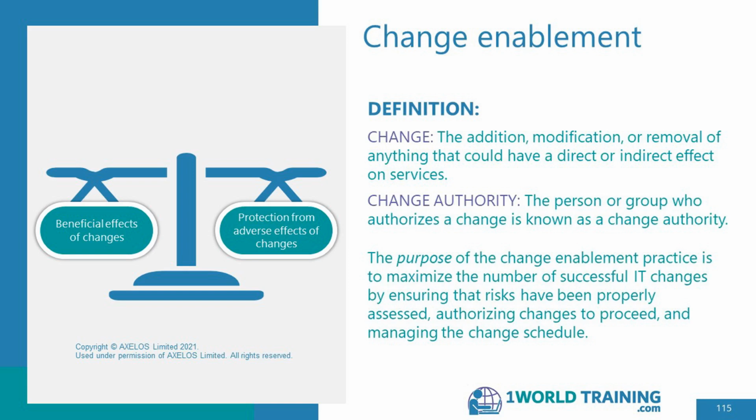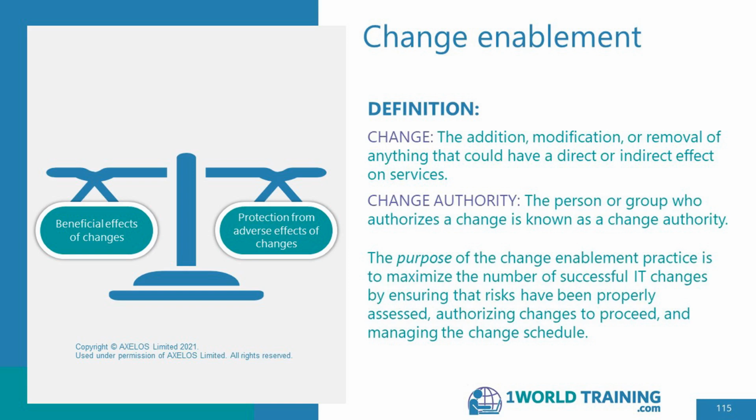You can see why we call it change enablement as soon as you read the purpose. The purpose is to maximize the number of successful IT changes by ensuring that risks have been properly assessed, authorizing changes to proceed, and managing a change schedule. Historically, change management had a poor reputation as being a blocker, as slowing down change. And there's been a lot of effort in the way that change enablement has been written in ITIL 4 to emphasize that we need to maximize the number of successful IT changes. We need to enable changes to happen, not slow them down.